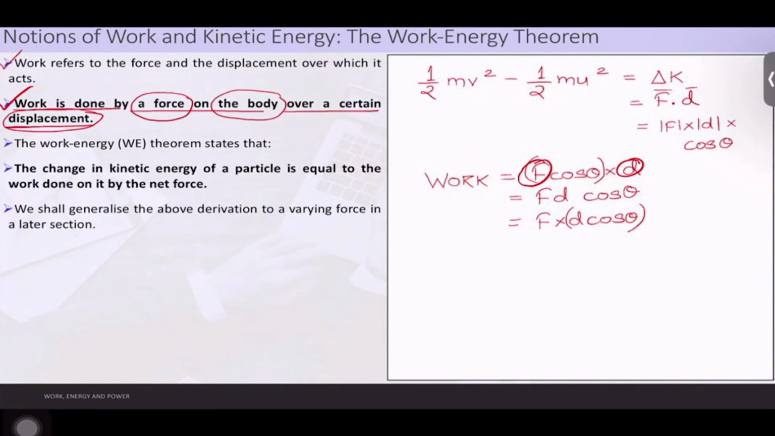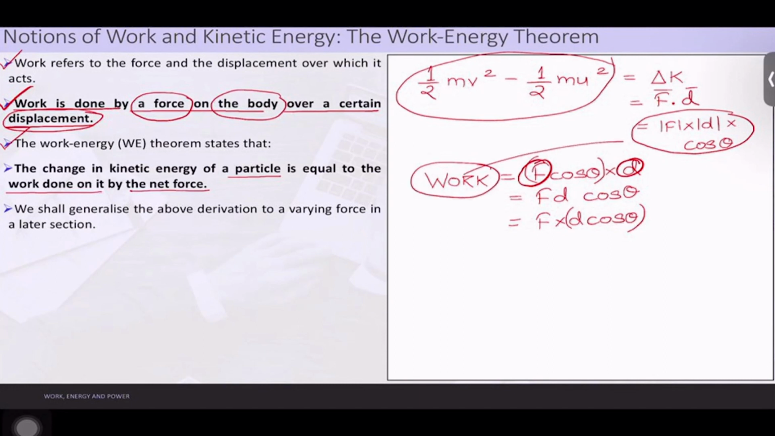Okay, fine. So if that is being said, let us now understand the work energy theorem. So what is the work energy theorem? The work energy theorem simply states that the change in the kinetic energy of a particle is equal to the work done on it by the net force. So this is the work done basically. The work done on it by the net force. So what is the key word here? Net force.